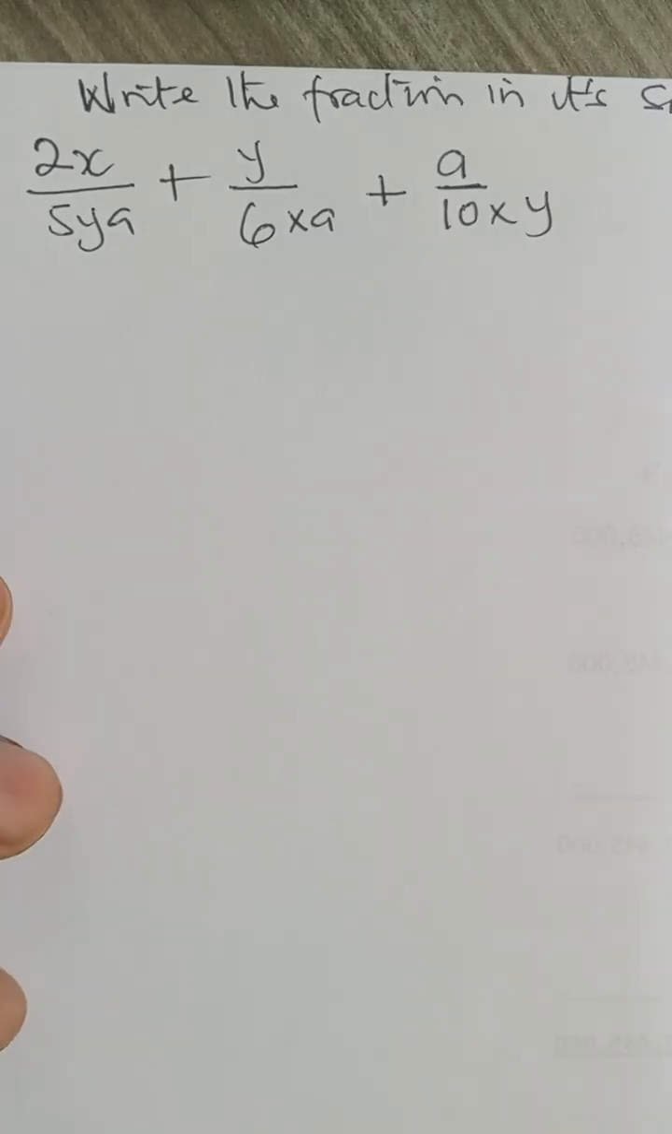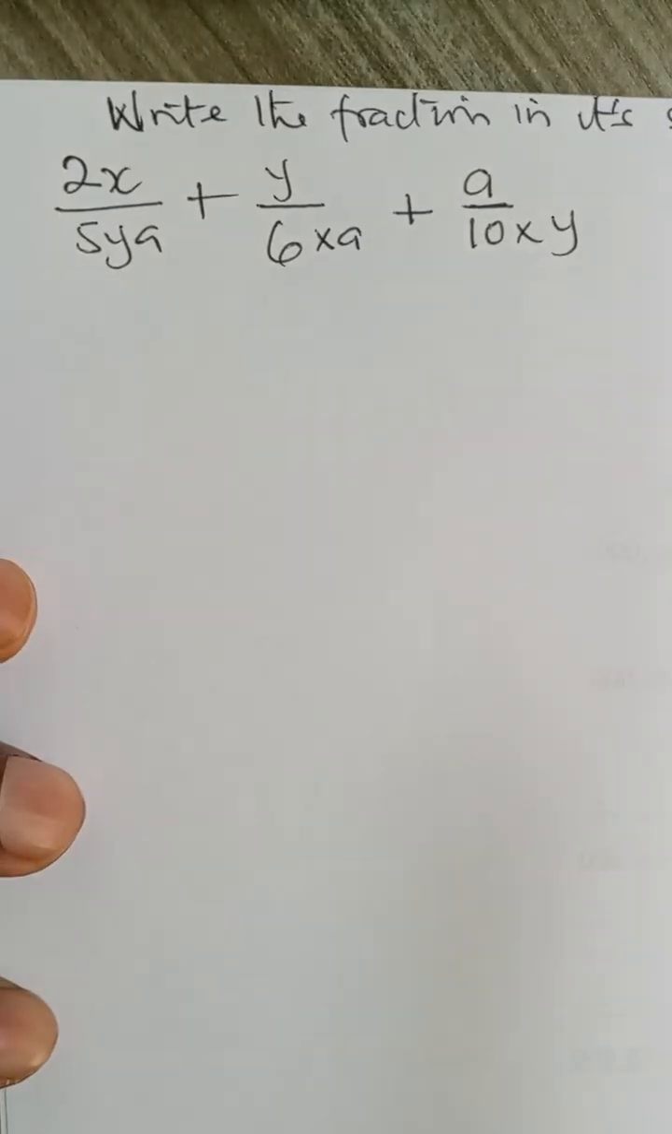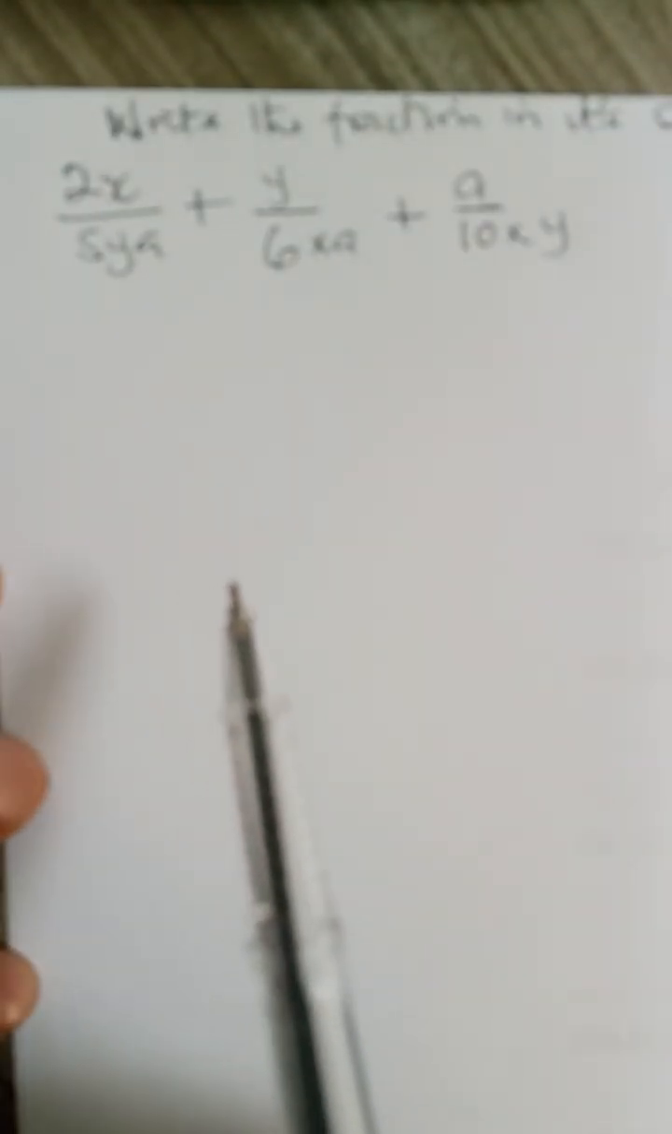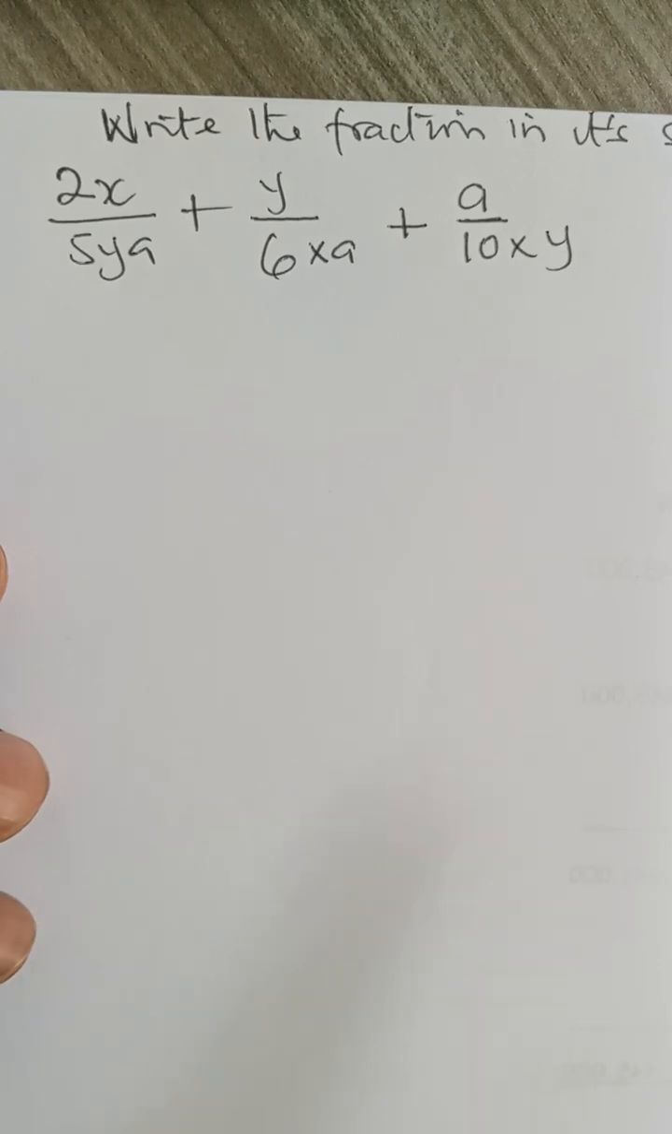We have a mathematical problem here on algebraic fractions, and the question says write the fraction in its simplest form. The fraction is 2x all over 5ya, plus y all over 6xa, plus a all over 10xy. So we're to write this in its simplest form.